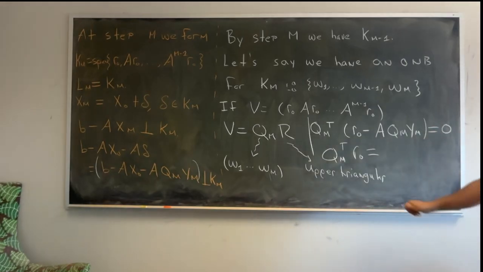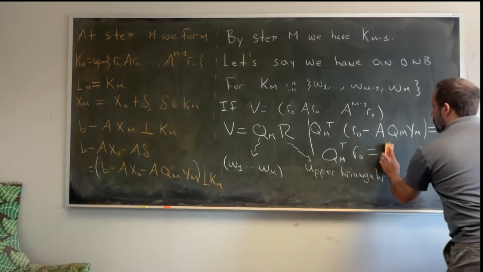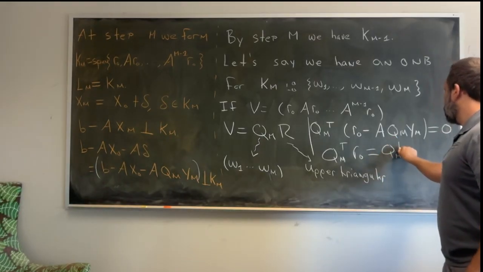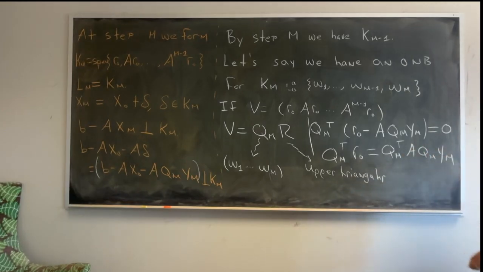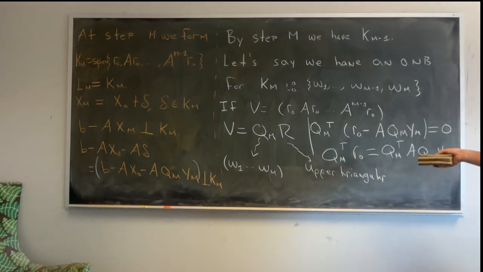Okay, so we're going to get Qm transpose r0 is equal to Qm transpose A Qm Ym. Okay, so I'm going to erase this, but when we get down to this equation right here, Qm transpose r0 equals Qm transpose A Qm Y.